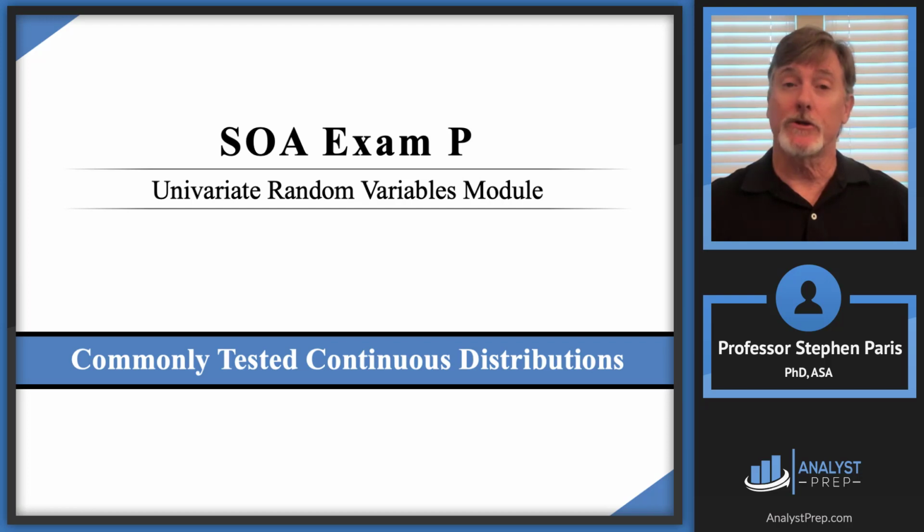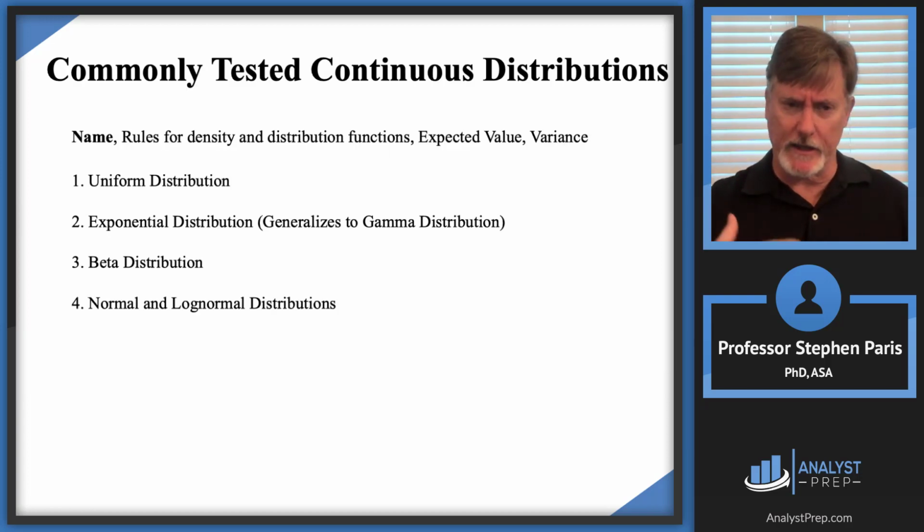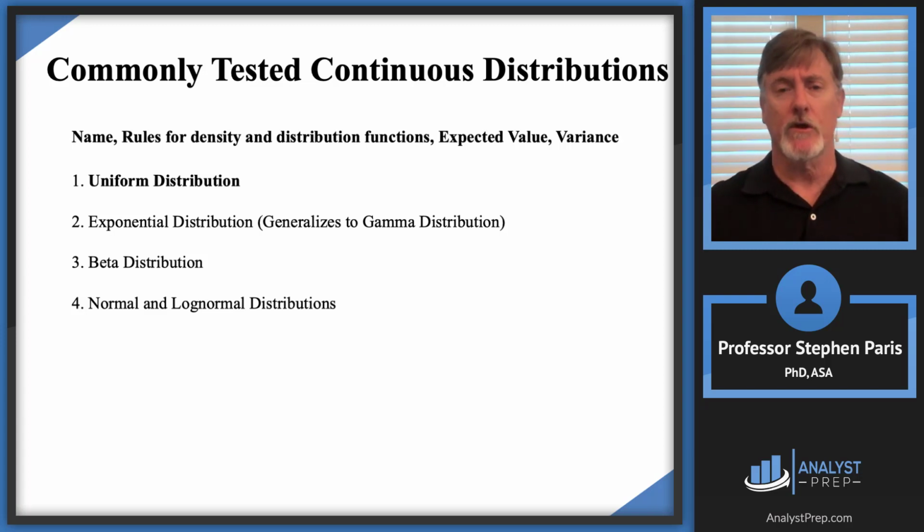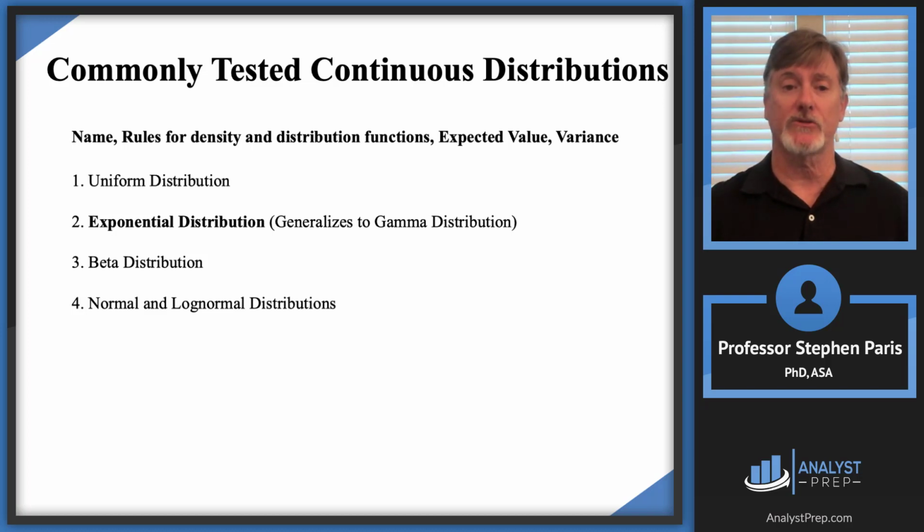Hi, in this video we're going to talk about some commonly tested continuous distributions. So we're switching gears from discrete distributions, commonly tested discrete distributions, to commonly tested continuous distributions. And I'm going to give you the same order of things that we did with the discrete case. I'll give you the name for the distributions and then rules for density and distribution functions, expected value, variance, and so forth. For the uniform distribution, I'll give you all of this information, also for the exponential distribution.